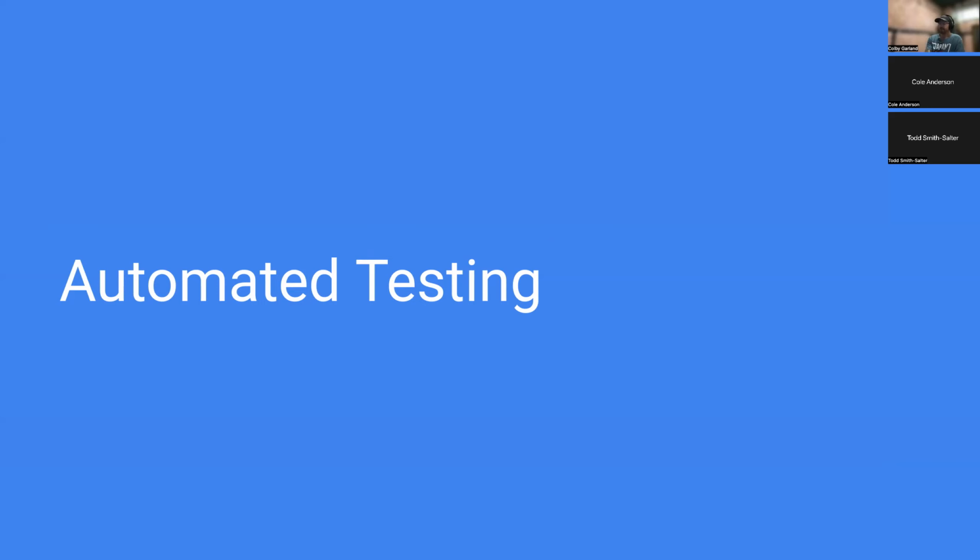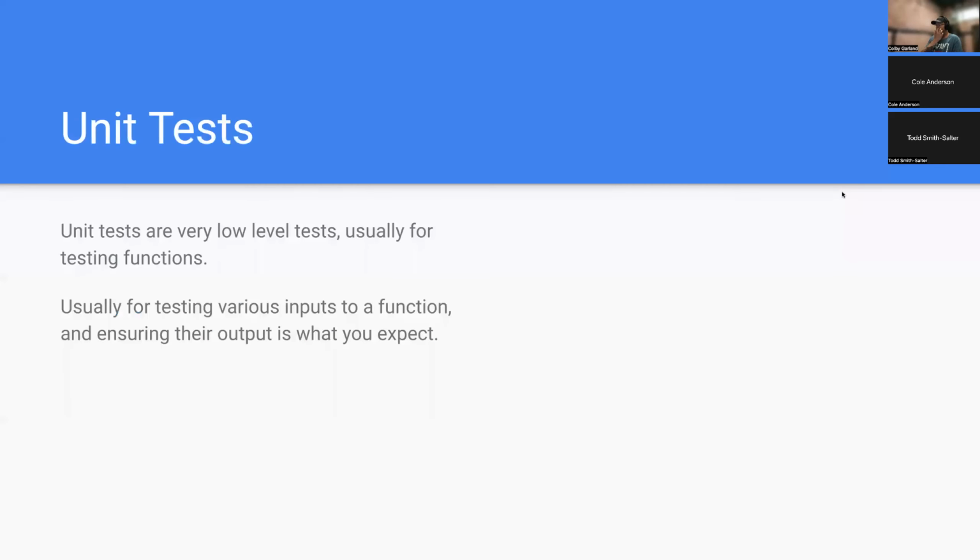So we use automated testing to try and remove that necessity of having a human being test your website or your app. We're going to go through a few different types of automated testing. The first one being unit tests. These are your most basic tests at a very low level.